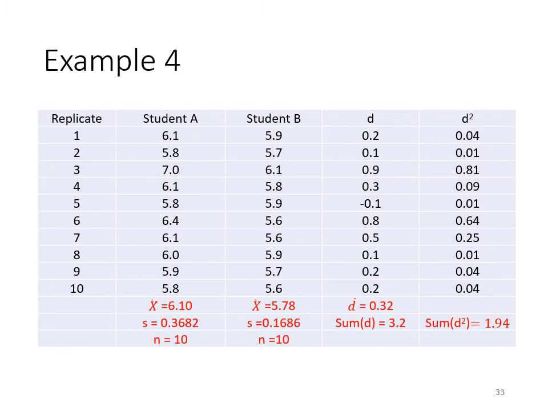So I've tabulated the data here. I have calculated the mean, the standard deviation, and we have 10 observations. Done the same for student B. Then I've got the paired data. I've calculated the difference between the paired data, the average difference, and the sum of the differences. And then I've calculated D squared, and I've summed the D squared. Okay, so I have that value there.